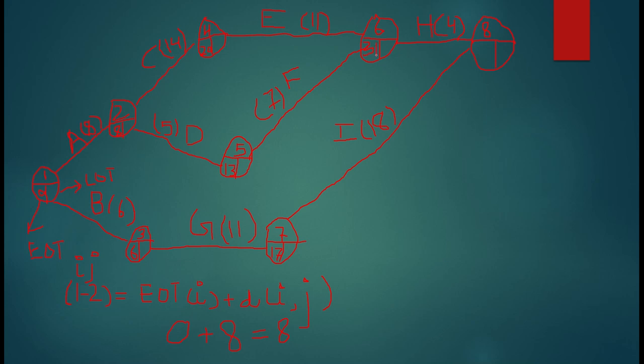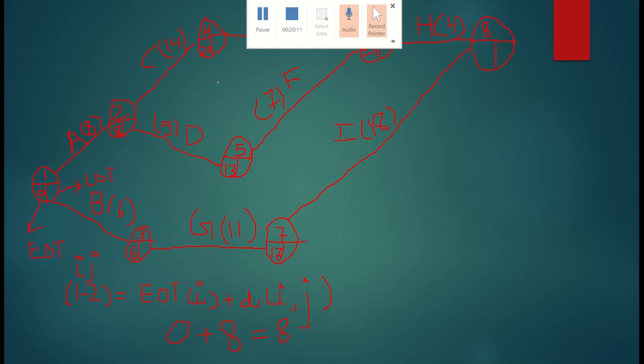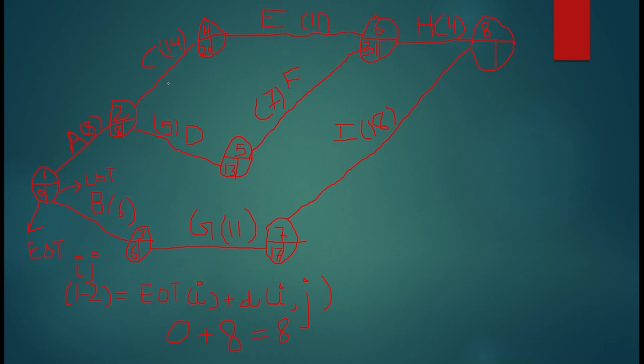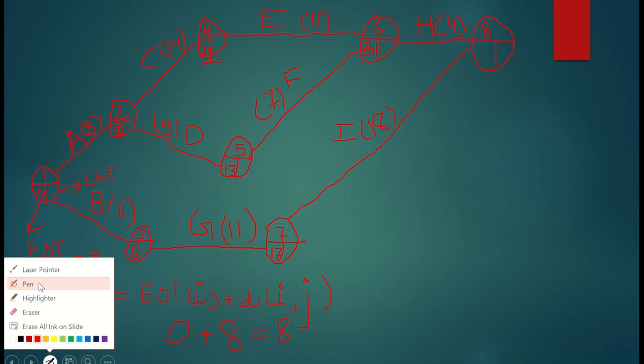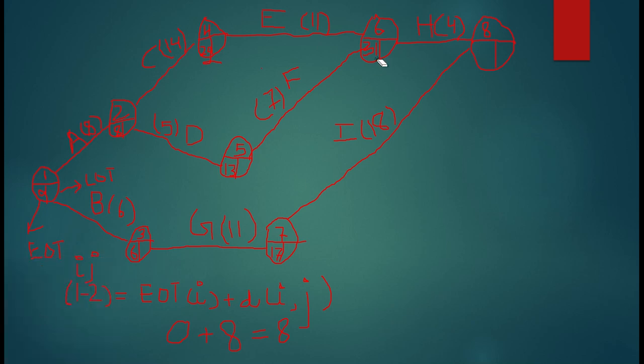This is 31. That one will be 22. Okay, so here 8 plus 14 is 22. This is 22. So 22 plus 11 is 33, and I'll write 33 here. So this is 33.